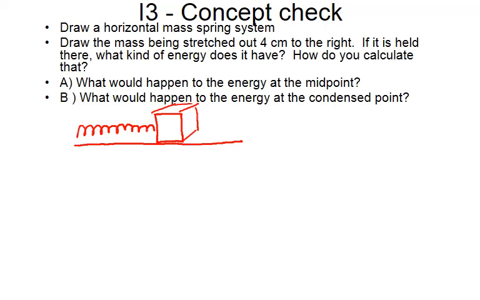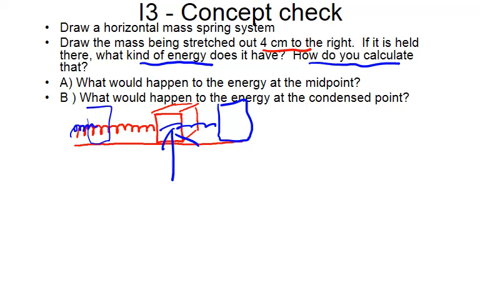So I'm going to have you go ahead and try that. We can draw it out here. We're going to stretch it 4 centimeters to the right. So you can draw it stretched over here. Go ahead and write down what kind of energy it has, and then how you would calculate that energy. And then what would happen to the energy at the midpoint. So write that down as well. And then what would happen when it's all the way compressed over here. And we'll make sure that you're doing okay. So go ahead and pause the clip, write those out, and when you're ready to check, you can hit play to continue.